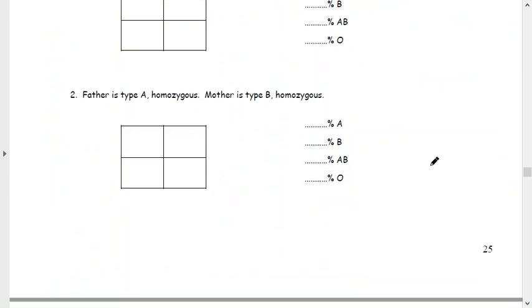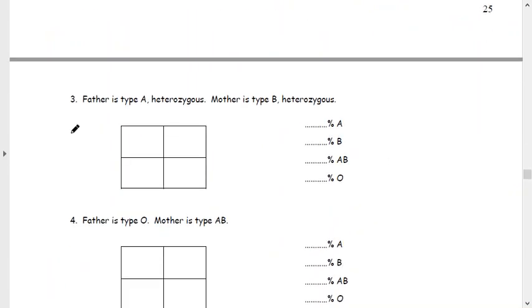So 1 and 2 are actually pretty easy. I'm going to skip down to number 3 on page 26. It says the father is type A heterozygous. I'm going to go ahead and put that in here. If you're type A heterozygous, you must have an A allele, but you're heterozygous, which means your other allele is recessive. So let's put dad over here.